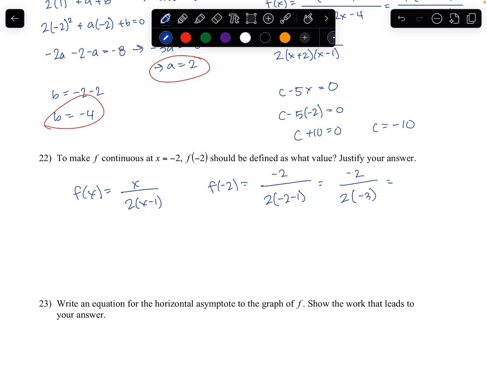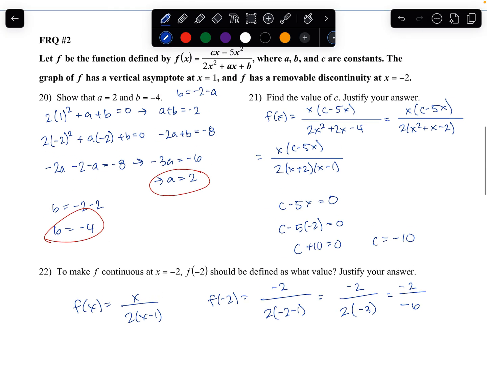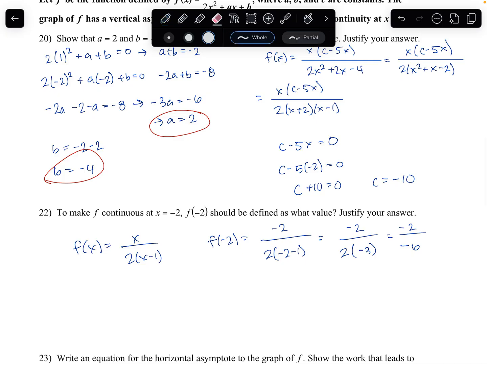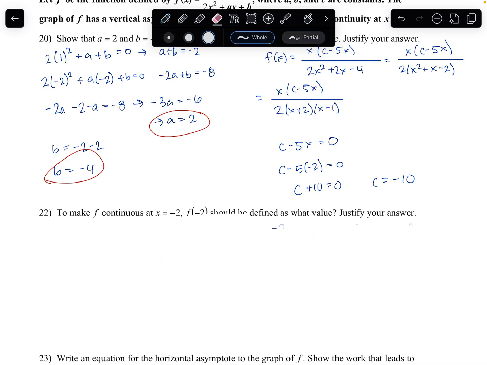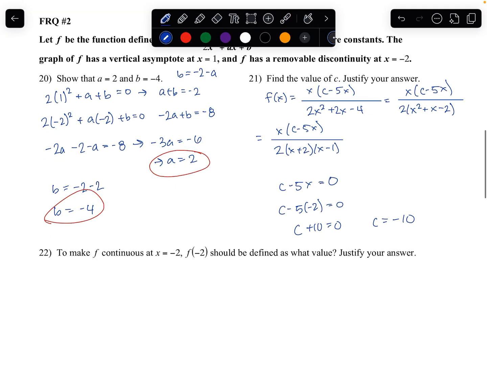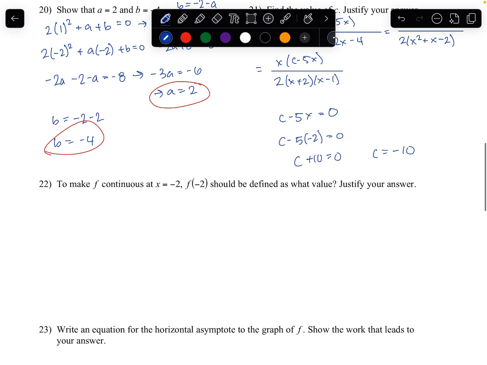So then we're going to get -2 over -6. I feel like I kind of jumped a little too quick right there. I'm backtracking a little bit. I don't feel we need to plug in c right here. Yeah, I'm going to plug in c. Yep, I need to plug in c.